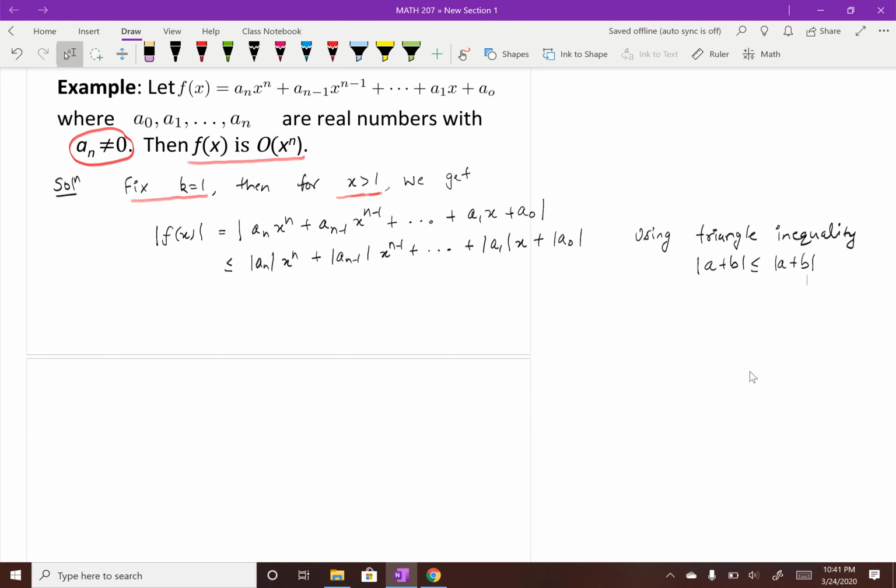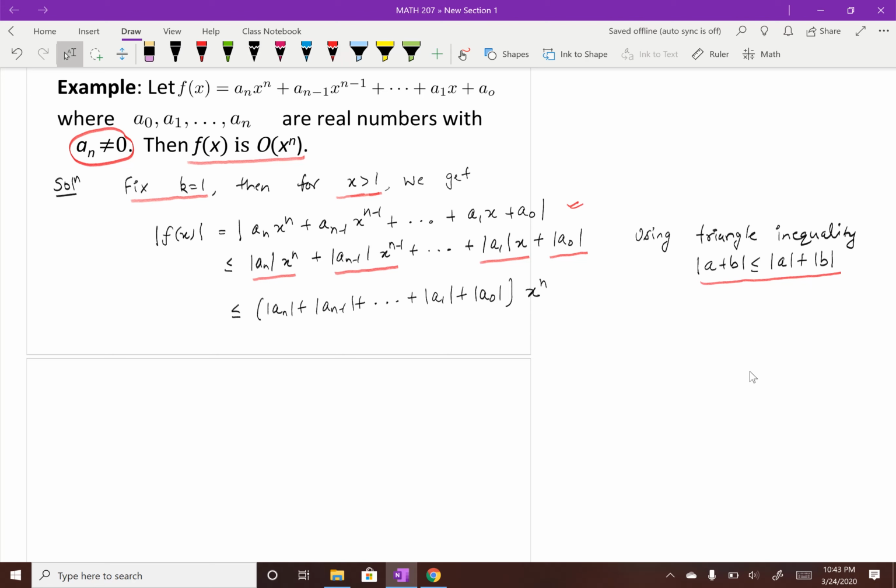Now if I use my triangular inequality, that the absolute value of a plus b is less than or equal to the absolute value of a plus the absolute value of b, to the right side of this first equation, then I can say the absolute value of f of x is going to be less than or equal to the absolute value of an times x to the power n, plus the absolute value of a of n minus 1 times x to the power n minus 1, plus all the way up to the absolute value of a1 times x plus the absolute value of a0.